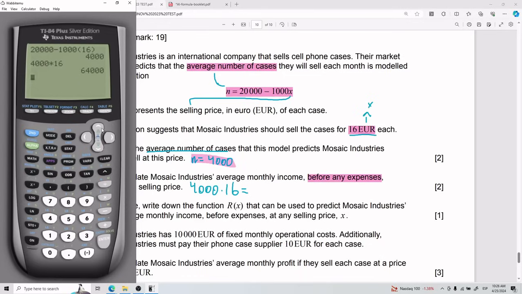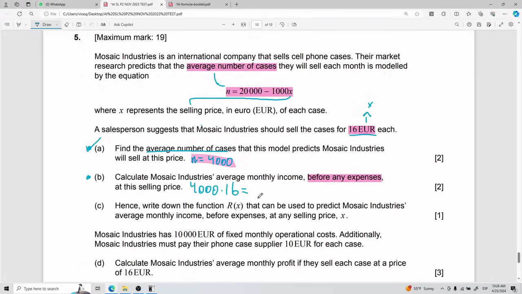So your income is going to be the amount of cell phones, 4,000, times the price that you sell it at, 16, and there it is. So your average monthly income for part B will be 64,000, all right? Now let's recall that all of this is in euros, all right?